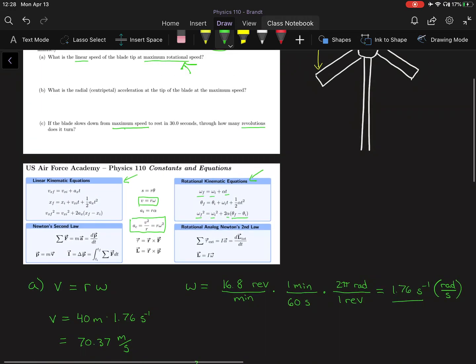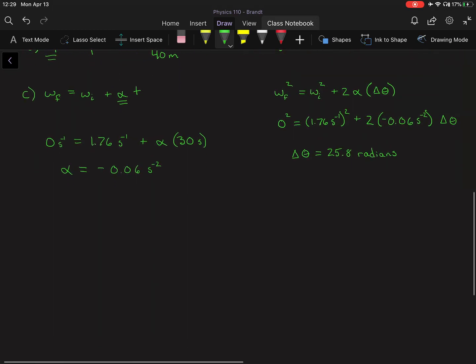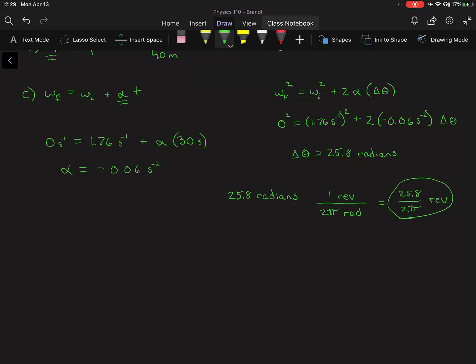But the question does ask us for how many revolutions does it turn. So we want to know how many complete revolutions. So we just need to convert that to revolutions. So we have 25.8 radians. And we know that 2 pi radians is 1 revolution. So we have 25.8 over 2 pi revolutions. And there's your final answer for part C.